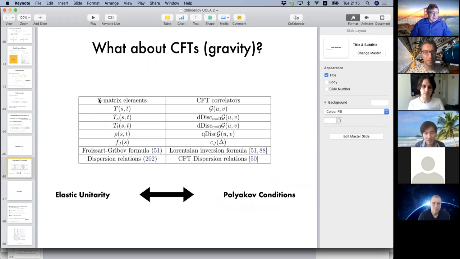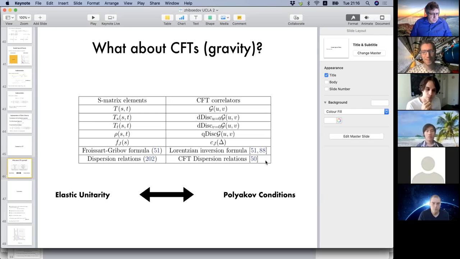So this is a table, you can see it. The S matrix element is a CFT amplitude, it's a correlator. The discontinuity of the amplitude is a double discontinuity. The double discontinuity of the amplitude, which is rho, is a quadruple discontinuity. The F_j's are C_j's. The Froissart-Gribov formula is known as the Lorentzian inversion formula, which was found by Simon. And the CFT dispersion relation was also recently derived by Dean Carmi and also Simon.